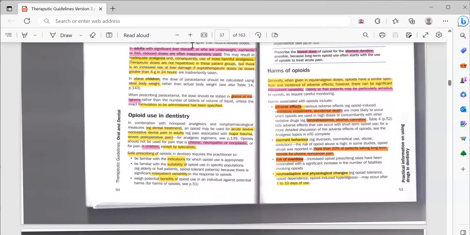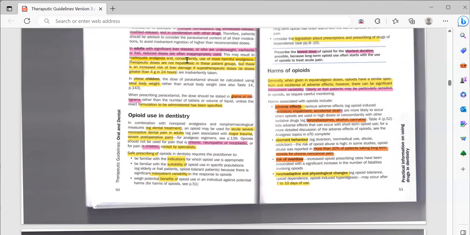Because we know that paracetamol does affect the liver. So if we know our patient has any significant liver disease, we try to prescribe him a lesser amount of paracetamol. But the patient has pain, so he would take some other analgesic. So that is more harmful than the paracetamol.